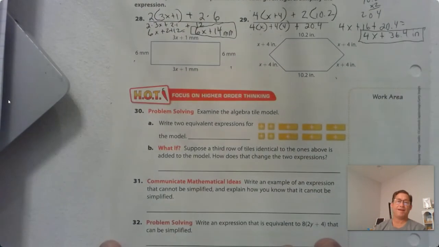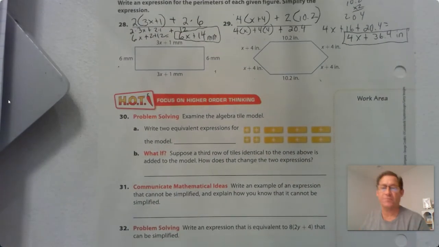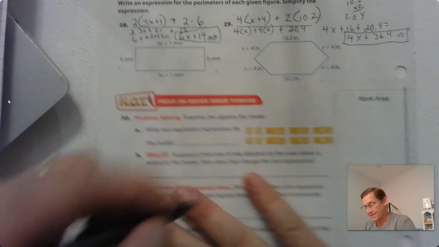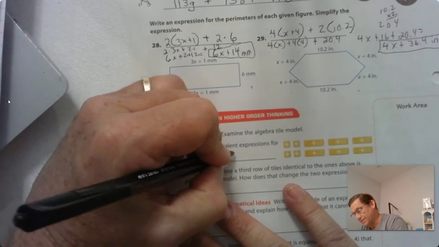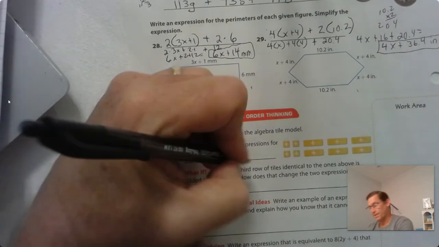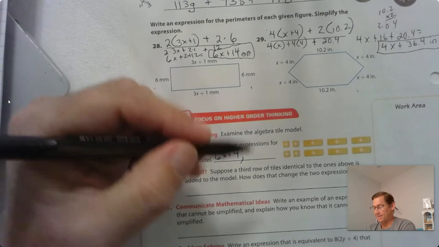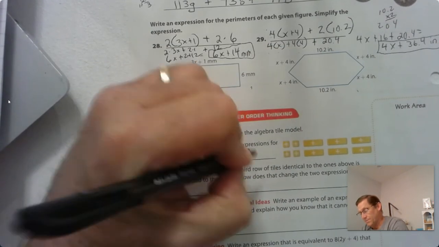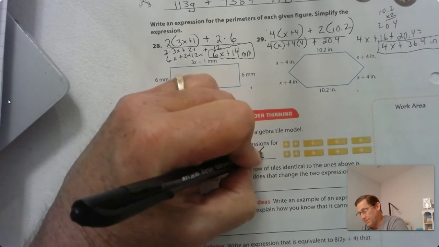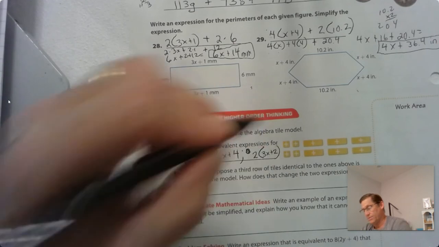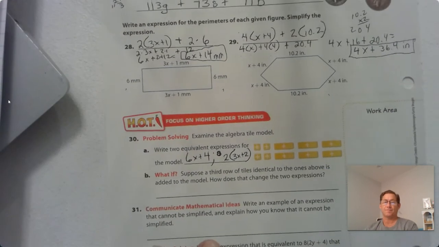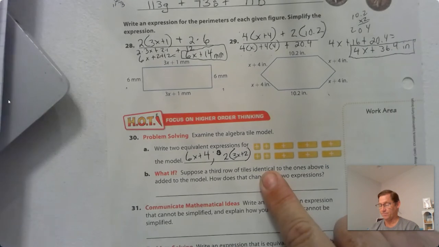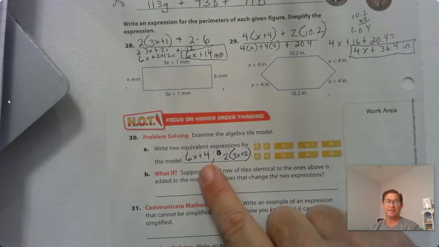All right, number 30A. Write 2 equivalent expressions for the model. All right, how many x's do we have here? Well, we have 6x plus 4. And that is the same as saying 2 times 3x plus 2, right? Because there's 3x plus 2, and there's 2 sets of them. Or we can just combine them and say 6x plus 4.